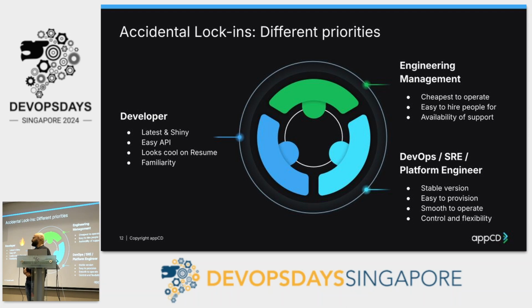Engineering managers, or management particularly, what they care about is how cheap it is to operate. Will I find people who are going to support this? What the DevOps or SRE persona wants, they want stability. Is this supported in production? Does it have nice operating metrics and all those things? They want to have finer control over things. So different personas have different priorities, and one of them ends up making a decision, which is where things fail.